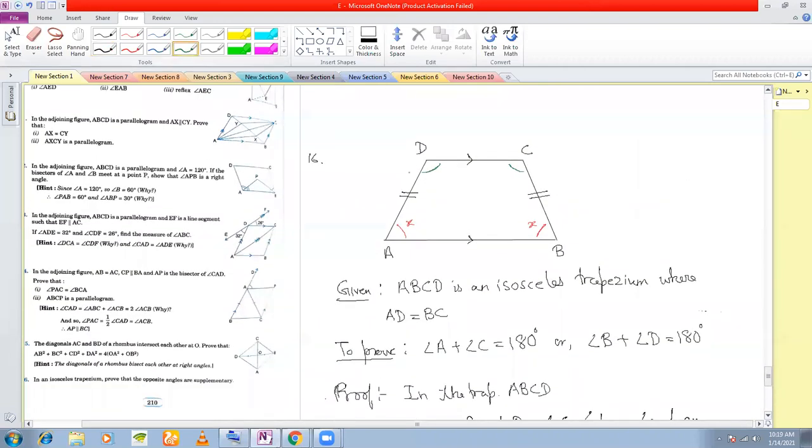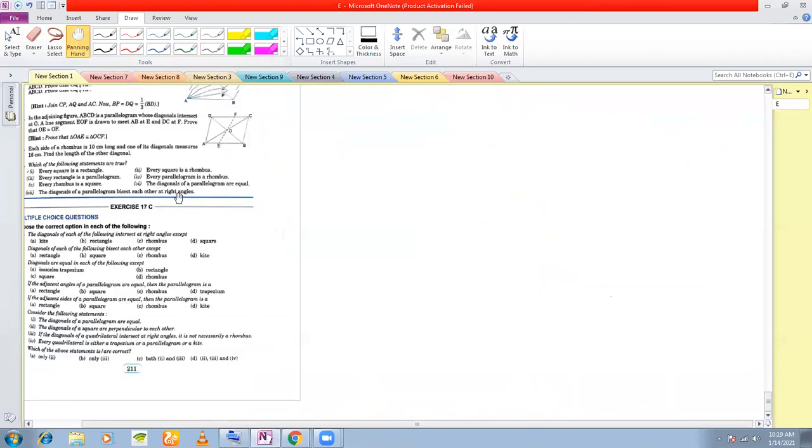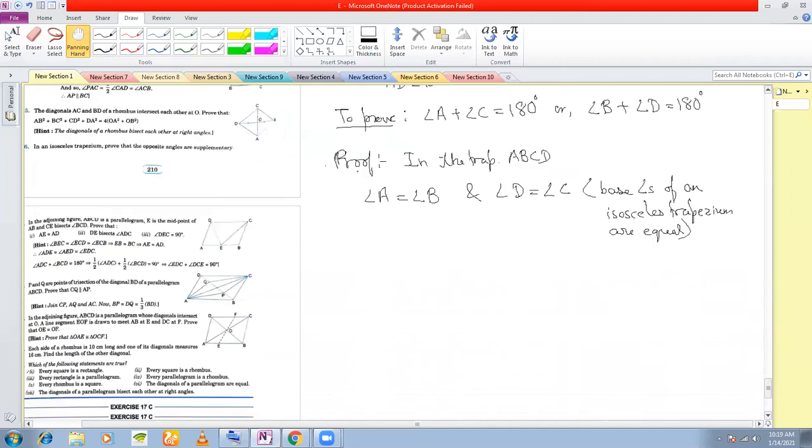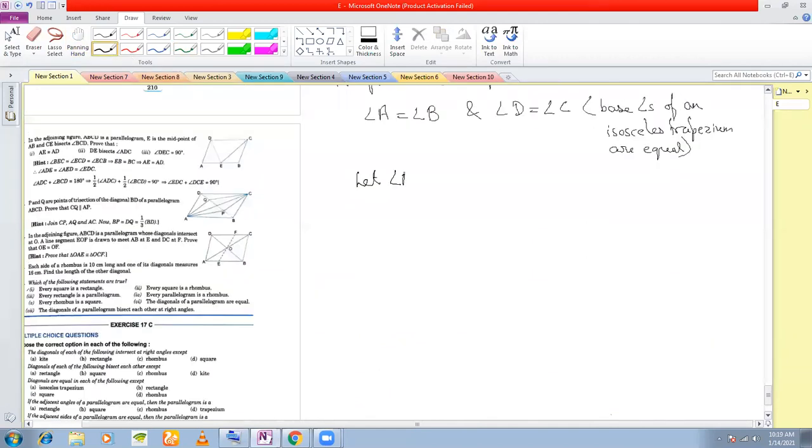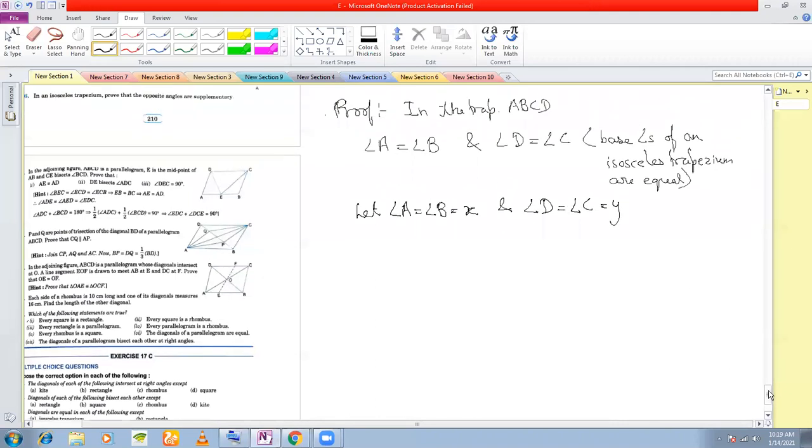Let us call these two angles y. For simplicity's sake, let us assume, let angle A is equal to angle B is equal to x, and angle D is equal to angle C is equal to y. Okay, so these two angles I have assumed x and these two I have assumed y.